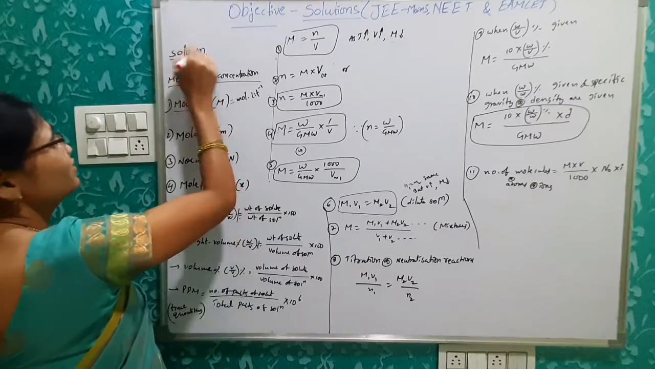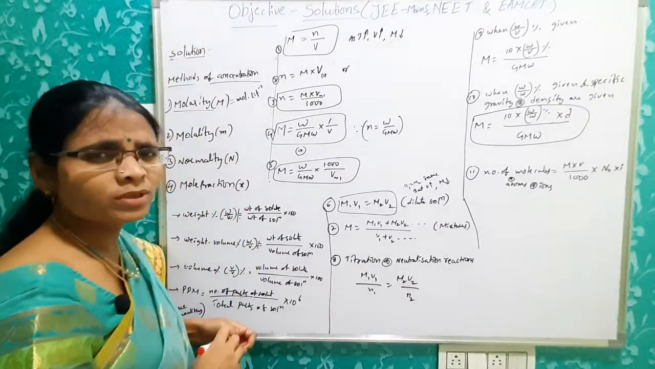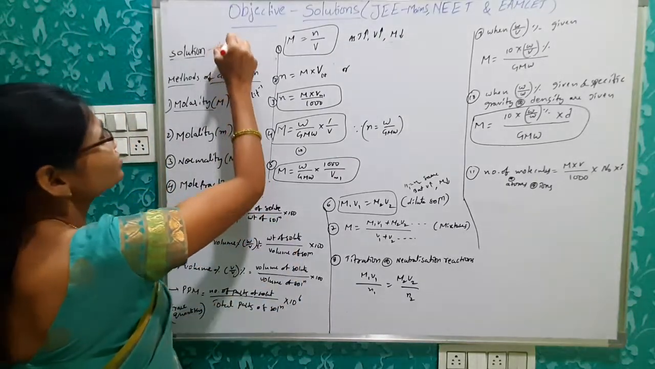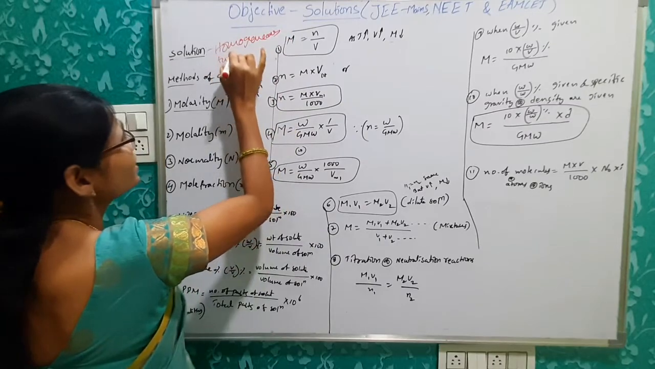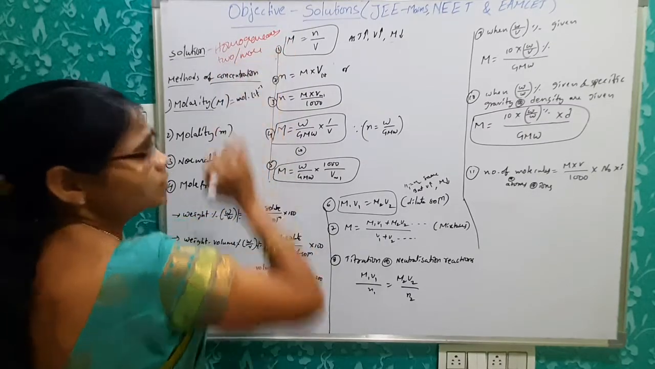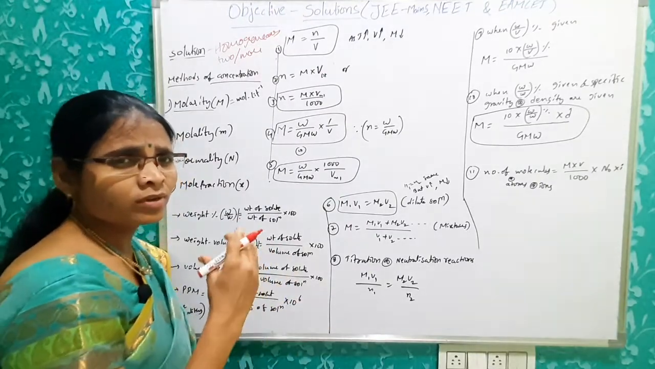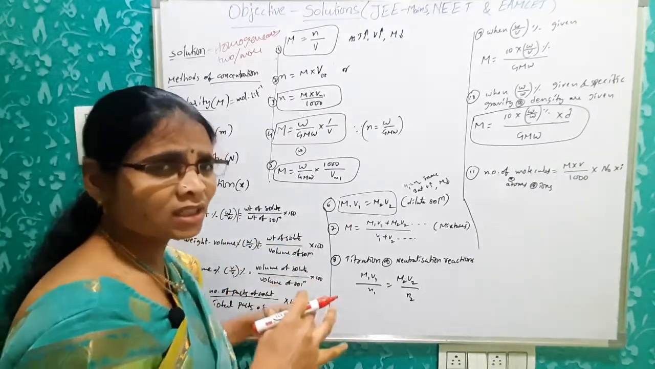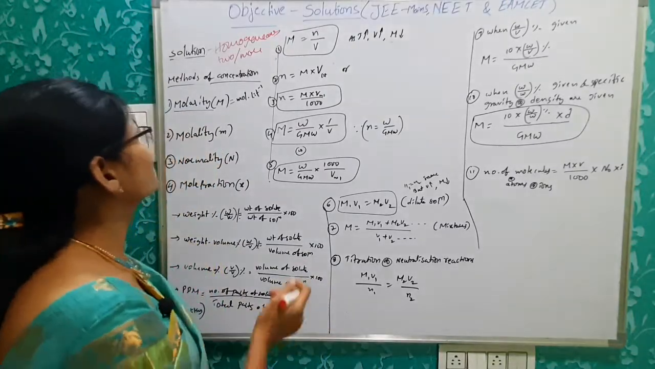Solutions. First of all, how to define a solution? A solution is a homogeneous mixture of two or more components. The formation of a solution is a physical process. During the formation of solutions, components do not lose their identity. That's why it is a physical process.